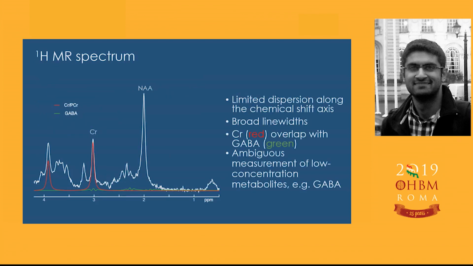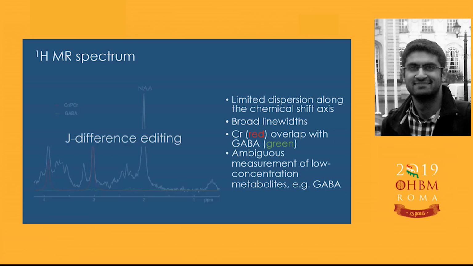So starting with why we need spectral editing. Over here we have a proton MR spectrum acquired using proton magnetic resonance spectroscopy. It's a widely used technique to measure endogenous metabolites such as NAA, creatine, choline. However, due to limited dispersion along the chemical shift axis and broad line widths, which is largely the problem at 3 Tesla, large signals often overlap with small ones. So for example, over here, creatine in red overlaps with GABA in green. And this leads to ambiguous measurements of low concentration metabolites such as GABA, glutathione.